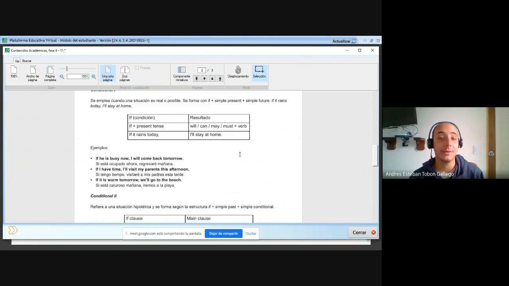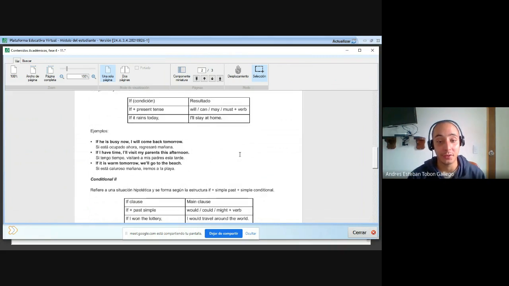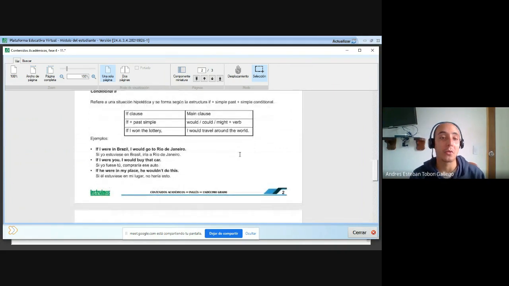Examples there. If he's busy now, I will come back tomorrow, okay? If there is a situation taking place, okay, let's look for a possible result. As I just mentioned before, when we talk about the conditional 2, we are talking about situations that started in the past and not started in the past, which are hypothetical situations that maybe take us to the hypothesis of some ideas. If I were in Brazil, I would go to Rio de Janeiro. If I were you, but it's impossible for you to be me, so we are talking about issues that are not possibly happening at the moment.